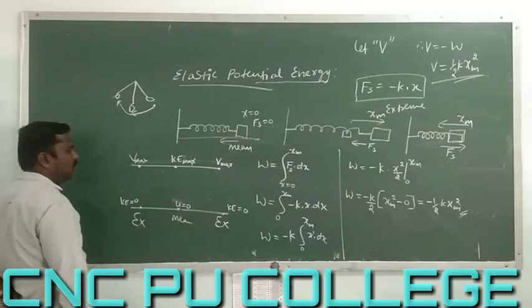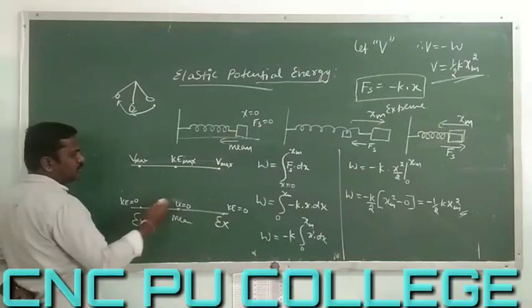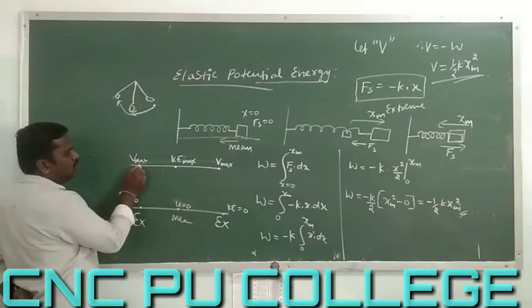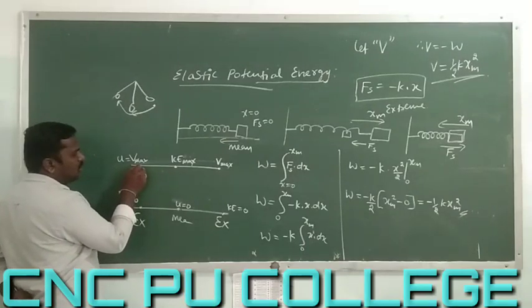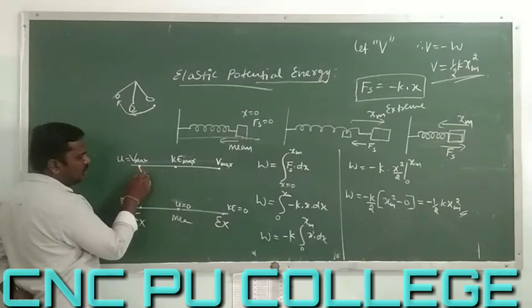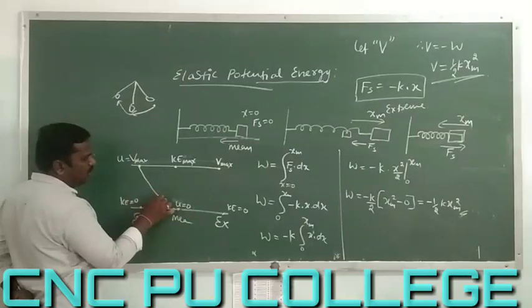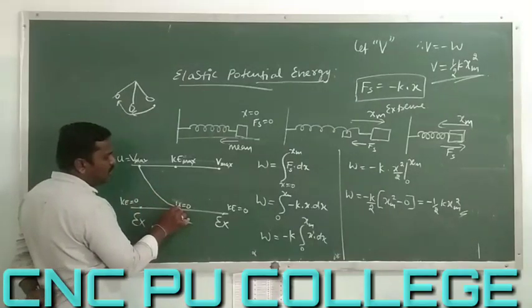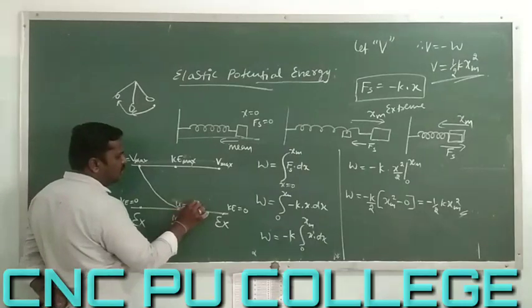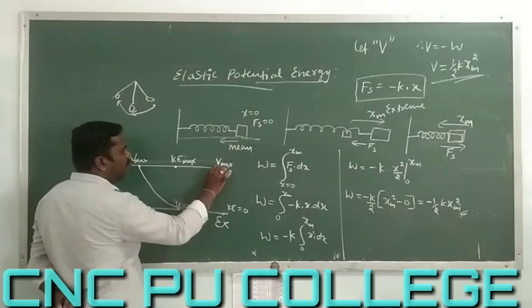So I am going to represent that with lines. The maximum potential energy, which we can take as U or V, is maximum. As we reach towards the mean position, this potential energy decreases and becomes 0. Again if we move to the other side, the potential energy increases and becomes maximum.